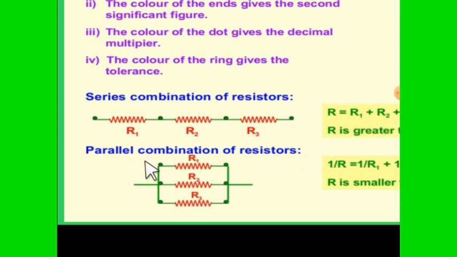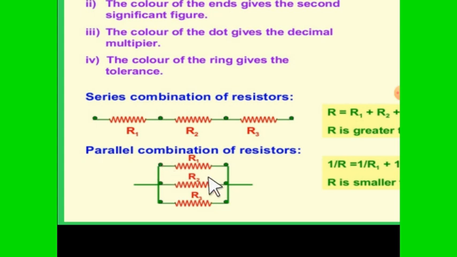The opposite is the case for the parallel combination of resistors. As I told you, a resistor has two ends. For this R1 you will have two ends like this. For this R2 also you will have two ends. So if one end of the different resistors is connected at one point, and the other remaining ends are connected to another point, then that type of combination or connection of resistors we call a parallel combination or connection of resistors.